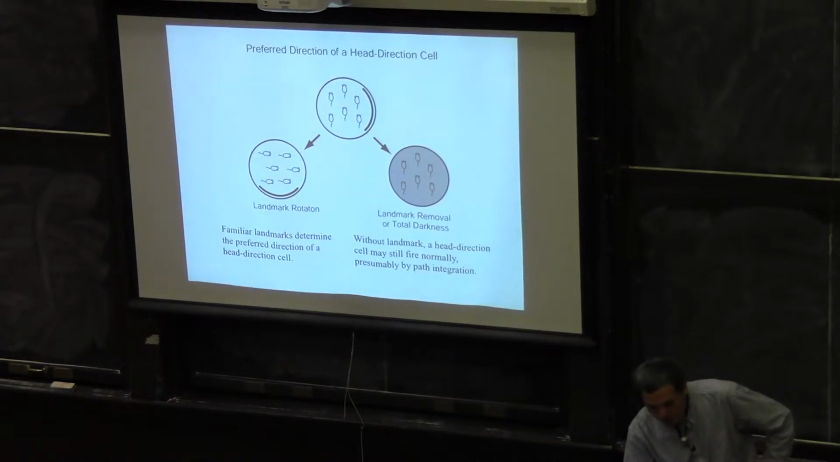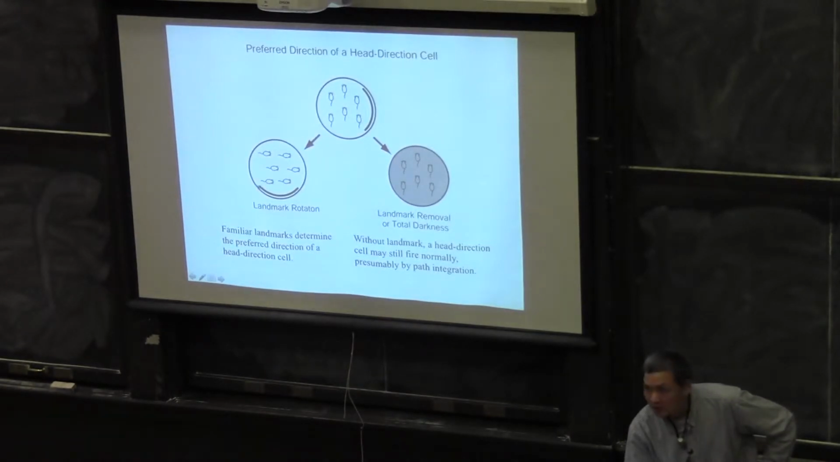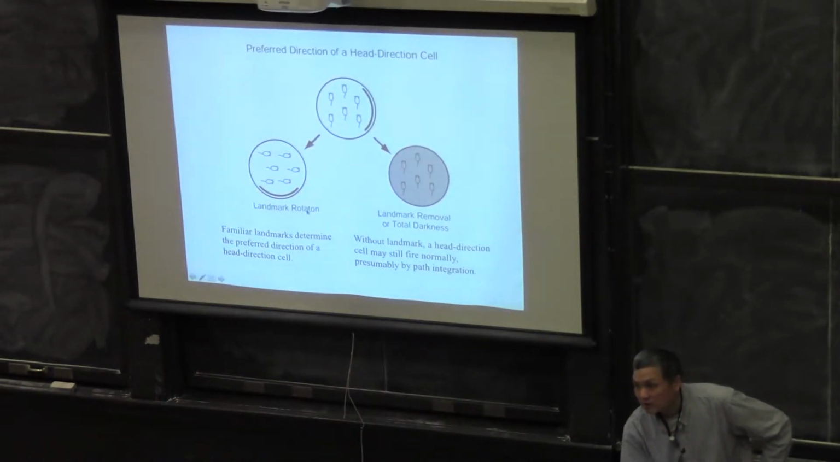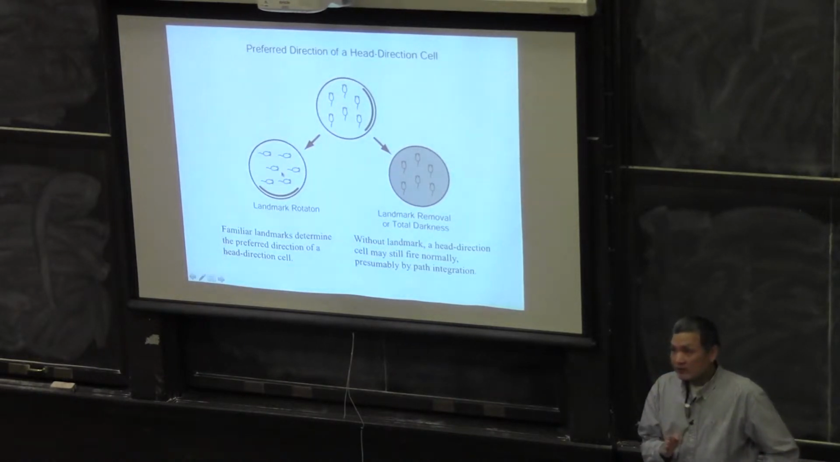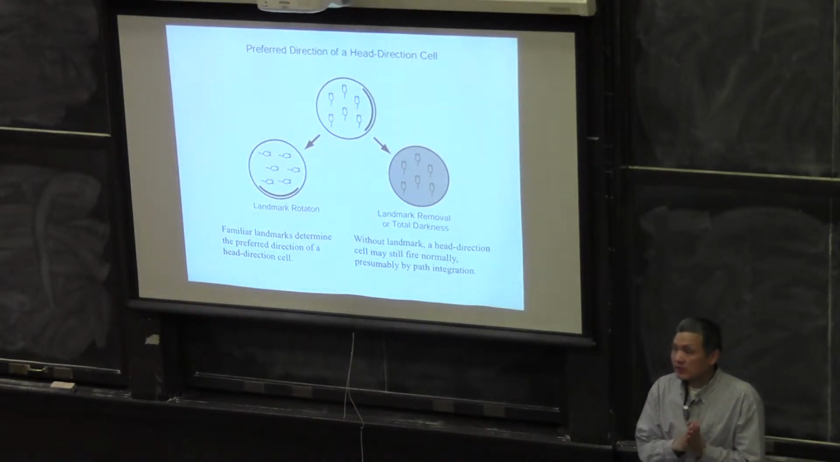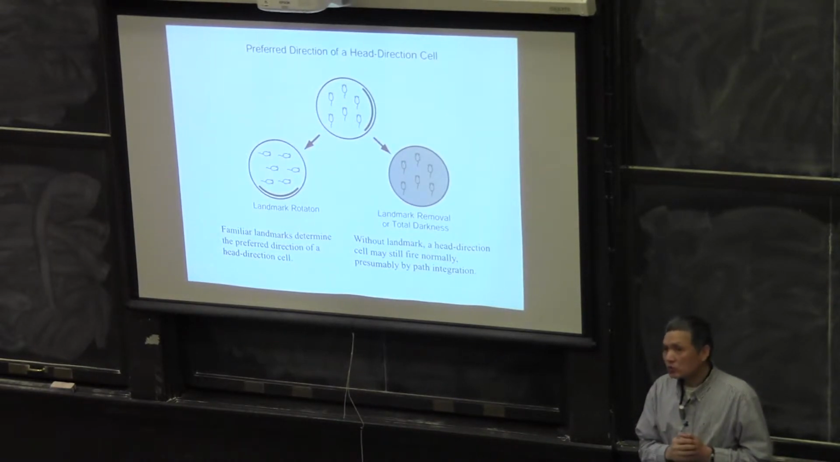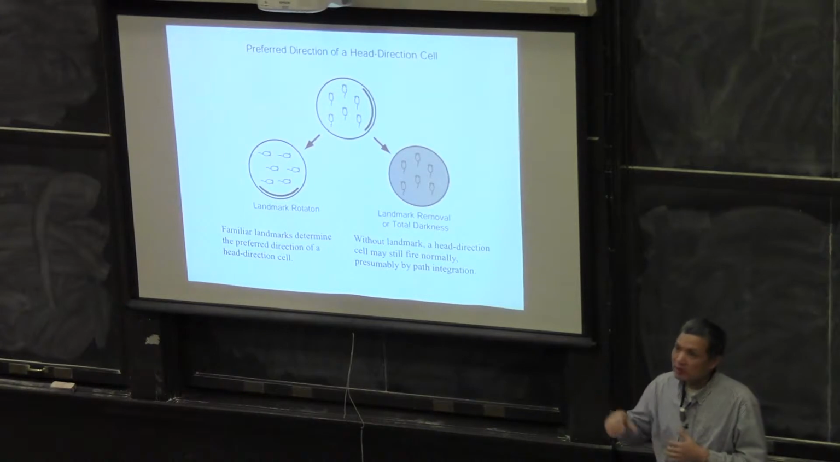Now you play a trick. Remove the animal first, and then you rotate that piece of card to a new location. That's a single landmark. Then you put the animal back. Then you realize the preferred direction of that cell rotates by the same angle. So basically there's a fixed relationship between the firing direction and that landmark. So this already rules out the geomagnetic, magnetic explanation. It's really based on the familiar landmark.